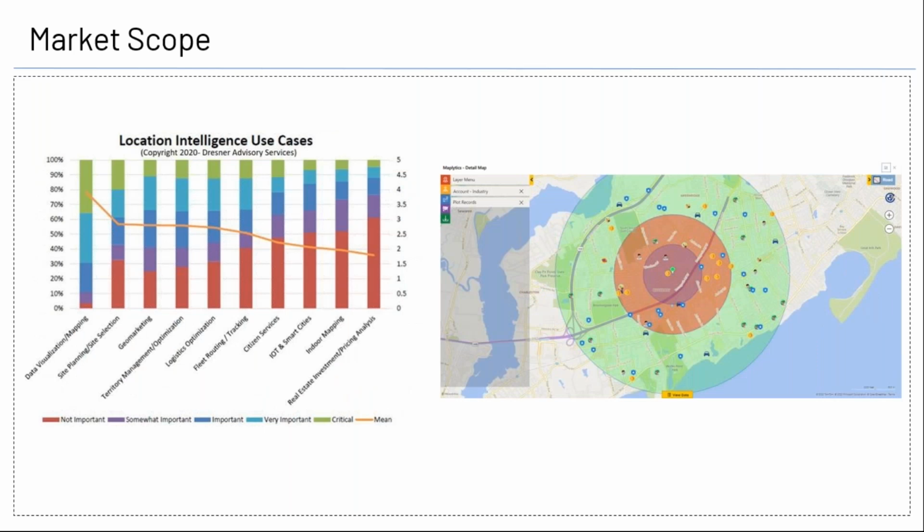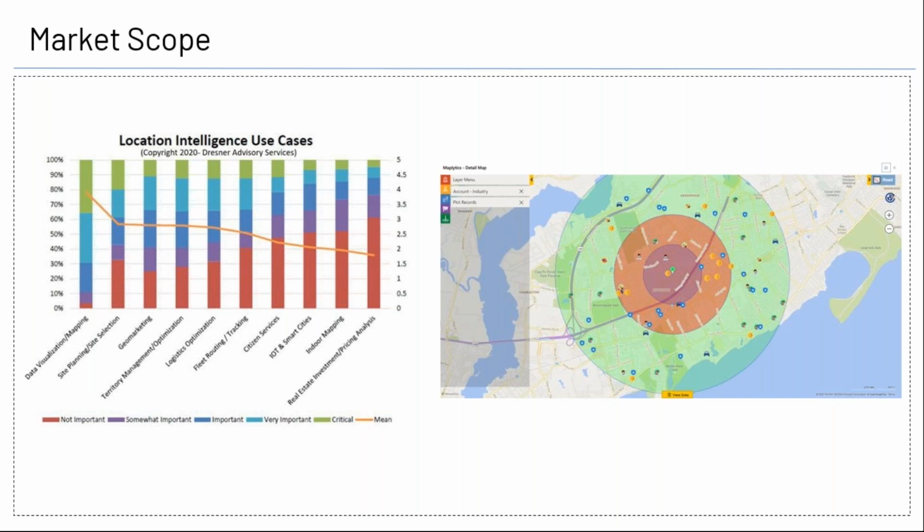Let's have a look over this chart. This chart shows the various use cases that require the locational intelligence. Use cases like data visualization, logistics, fleet routing, and tracking, and many others are of great importance in various organizations. Maplytics is one such solution that will help you to fulfill all of these use cases.